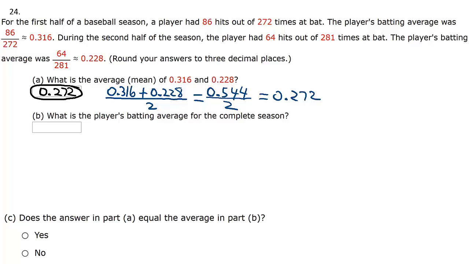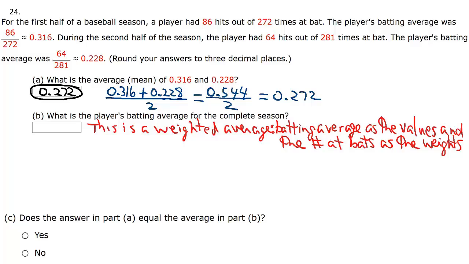So the B part says, what is the player's batting average for the complete season? That's taking into account that the calculation we just did in A really is not reflective of what it should be because of the difference in the number of times at bat. In other words, the weights are different. Anytime the weights are different for values, you need to do a weighted average. So that's what part B is getting at. It's a weighted average. The values are the batting averages, and the number of times at bat are the weights.